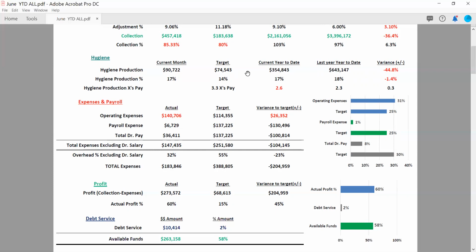Again, another indicator. So if we start to see that hygiene production percentage on the rise and the targets start to rise, for instance, if our hygiene target is 35% of overall office production, that means that we need to increase our doctor production to keep up with that. Does that make sense, guys, as far as the targeting and then the percentages versus the amount of doctors in the office?